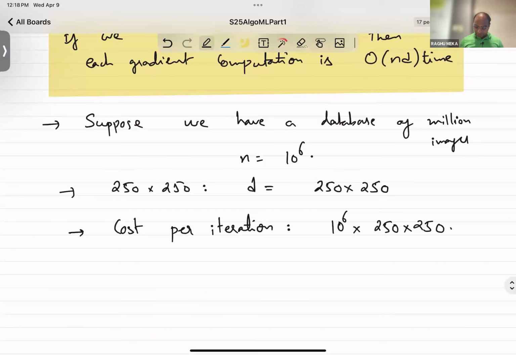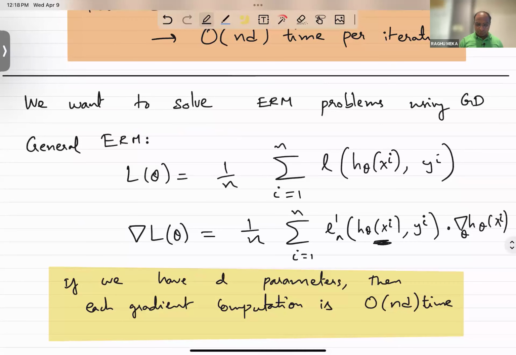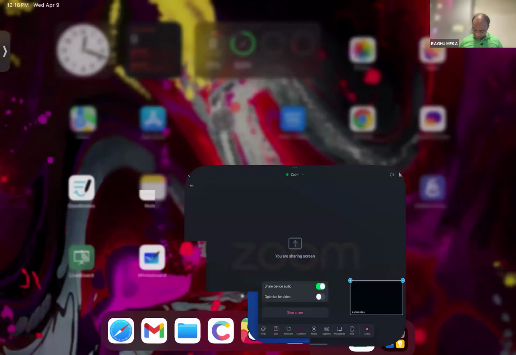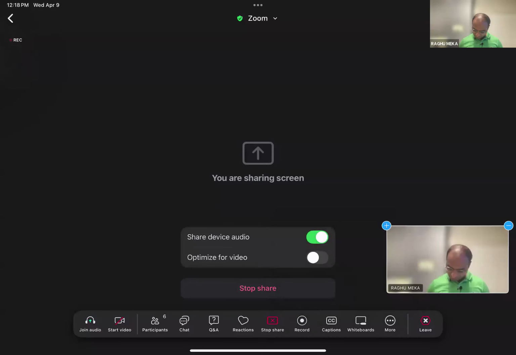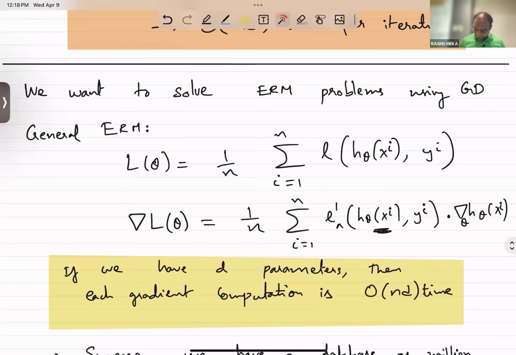And here is just the derivative with respect to the first coordinate. If you think of this as a and b, I'm only taking the partial derivative of L with respect to the first coordinate. This is how we compute the gradient for any function which is coming from empirical risk minimization.